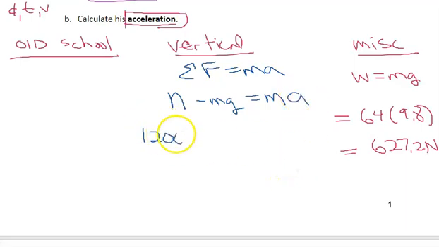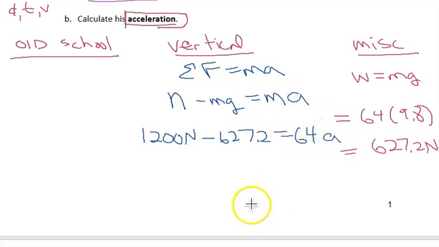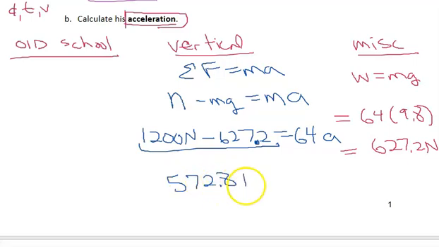So you were given the normal was 1,200 minus 627.2 equals, be careful, put the mass in there, and we're looking for A. Okay, there's a decimal here, these two turn into 572.8 newtons, which is his net force, equals 64A. So his acceleration, look at that, it's positive because the diving board is flinging him upward. The net force is upward.